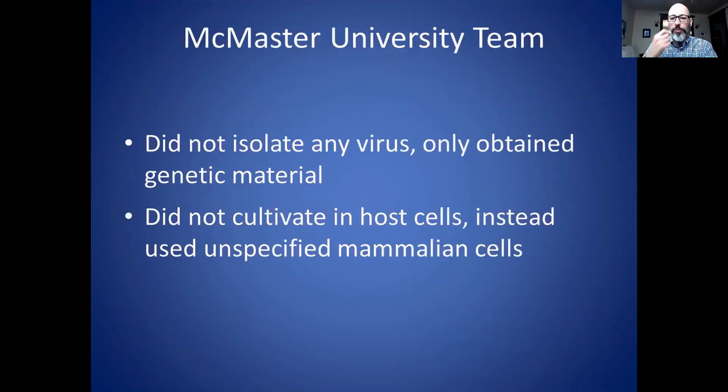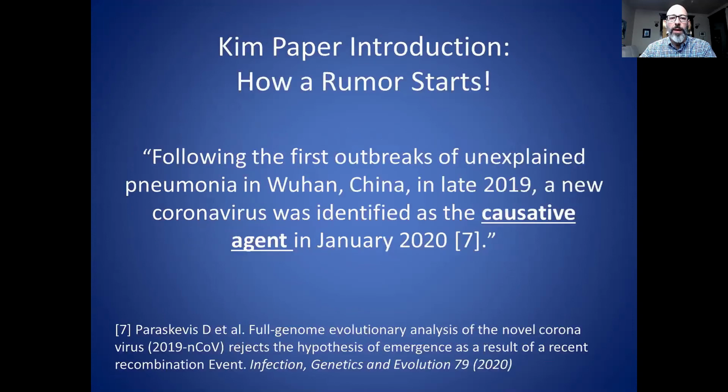However, I want to describe the McMaster team first because, like I said, they don't have a published paper, so I can't say a lot, but they did describe their methods a little bit on their website. And once again, they did not isolate a virus, and they also did not cultivate in host cells. They're using some other kind of mammalian cells, which is the same procedure every group is using. But back to the Kim paper, because the Kim paper has something really problematic.